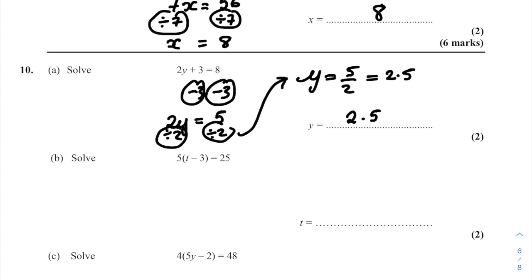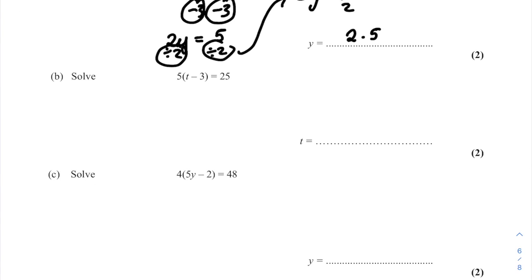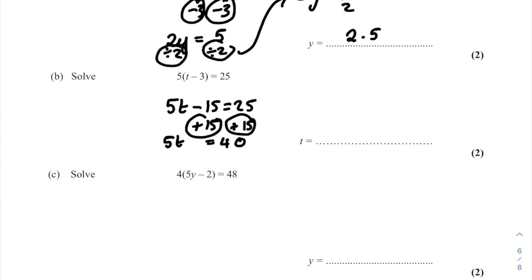So for B, now we've got to expand some brackets. So we've got 5 times t, which equals 5t. Then 5 times minus 3, which equals minus 15, equals 25. So now we've got to add 15 to both sides, just like so. So now we've got 5t equals 40. So you want to divide by 5. And now we've got t equals 8.